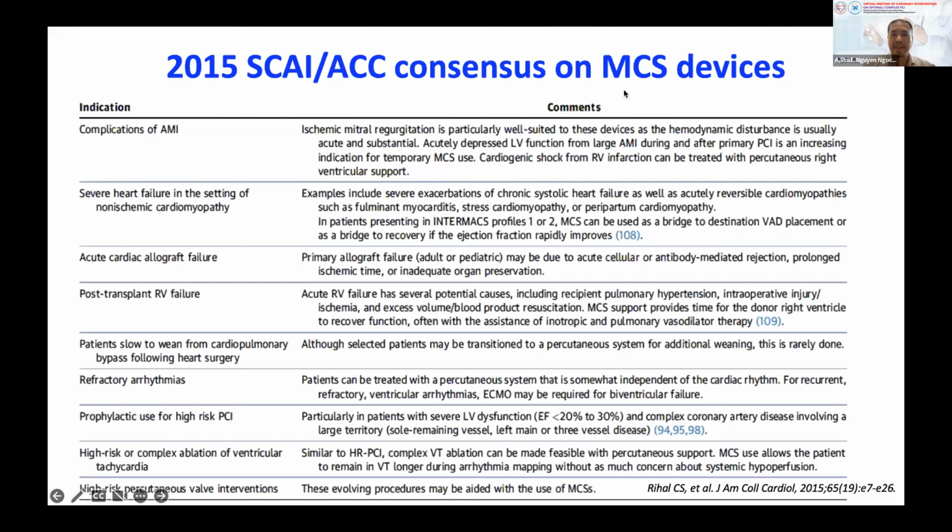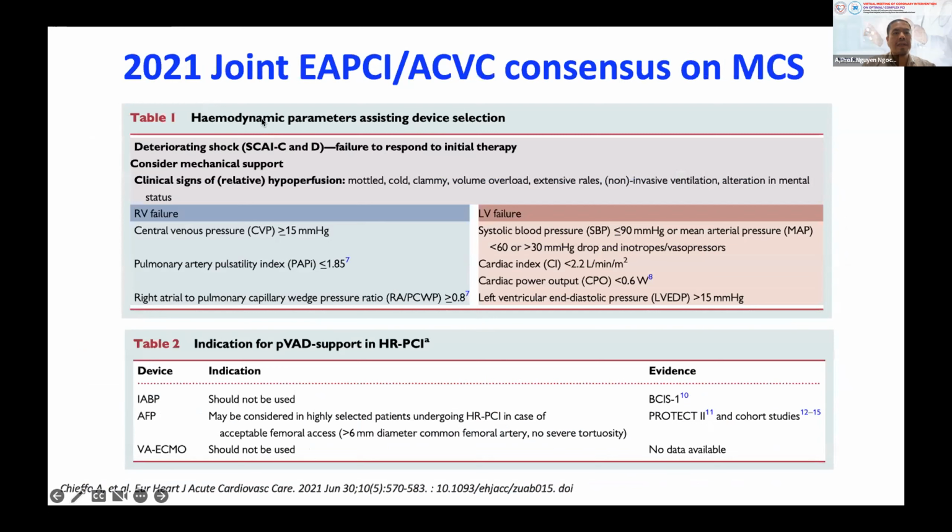So when you look into the guideline, you can see here this is a guideline from 2015 from the SCAI, a consensus for mechanical circulatory support. You can see here this one we can consider proactive use for high-risk PCI, especially in patients with severe LV dysfunction like EF less than 20 or 30%, or in very complex coronary artery involving the last territories, for example, like left main or three-vessel disease. And you look for the newer things from 2021 joint consensus from the European Association of PCI.